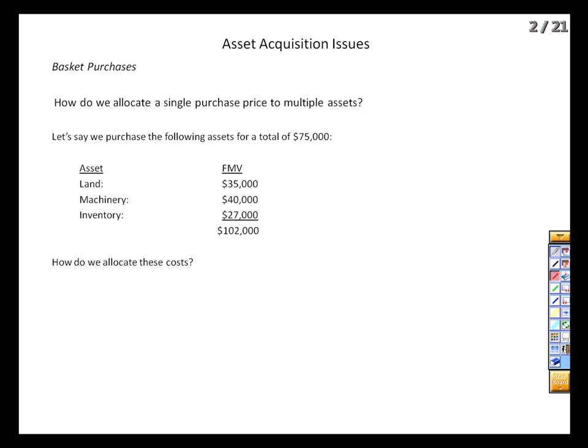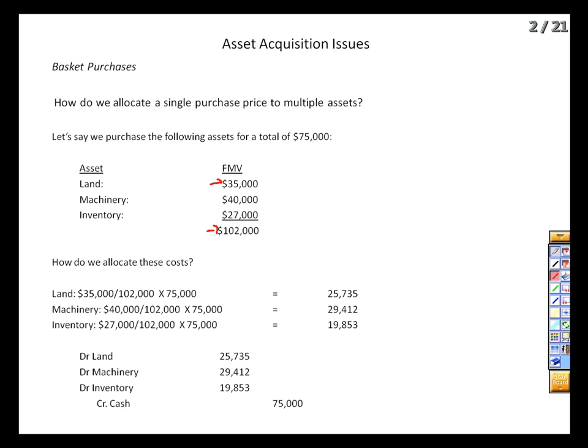And the way that we're going to allocate this is on a proportionate basis. We're going to look at relative market value of each of these assets compared to the total amount. And we know that the land is worth a total of $35,000 out of the total of $102,000. So what we're going to do is we will give the land 35/102 times $75,000, or $25,735. We will do the same thing for our machinery and our inventory. So here's our total, which sums to $75,000.